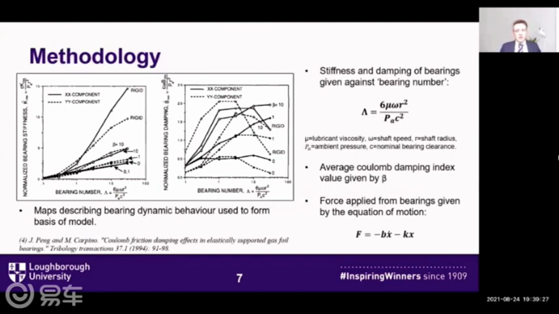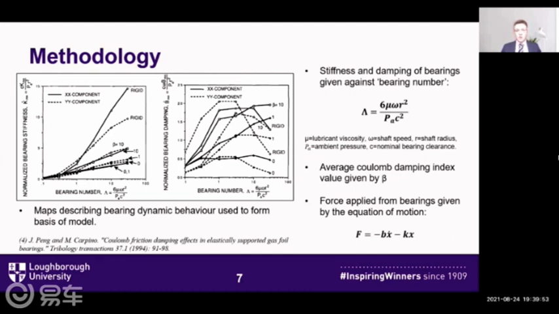Now on to the methodology. Bearing maps were taken from a previous study which used an analytical perturbation method to evaluate the stiffness and damping coefficients of an airfoil bearing. This was displayed against the dimensionless speed or bearing number. These bearing maps can be seen on the left, with the equation for the bearing number seen on the top right of the slide.